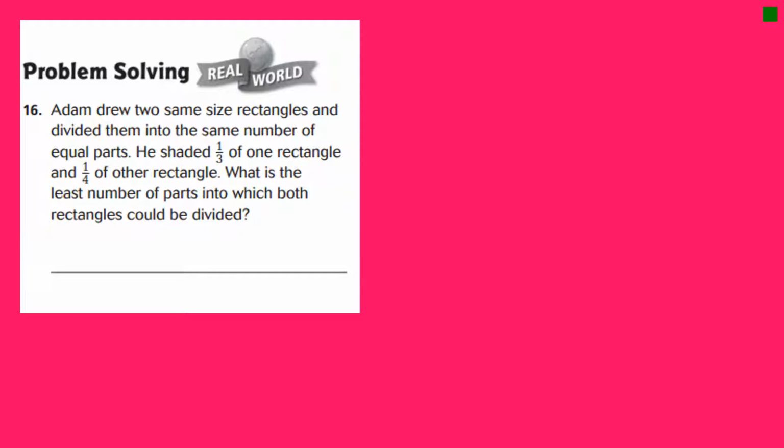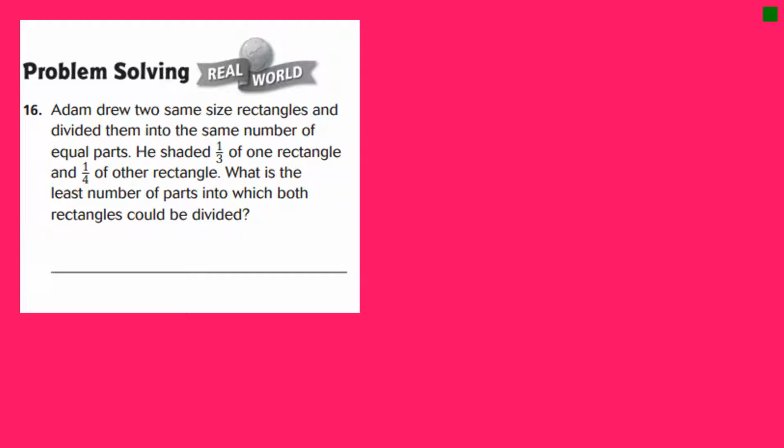All right, here we go. Problem solving. Down at the bottom. Adam drew 2 same size rectangles and divided them into the same number of equal parts. Okay, got it. He shaded 1/3 of one rectangle and 1/4 of the other rectangle. What is the least number of parts into which both rectangles could be divided?